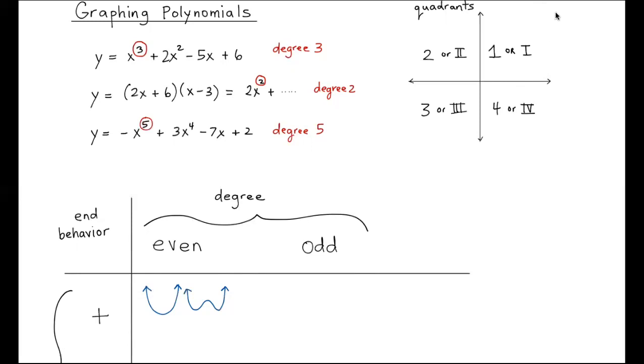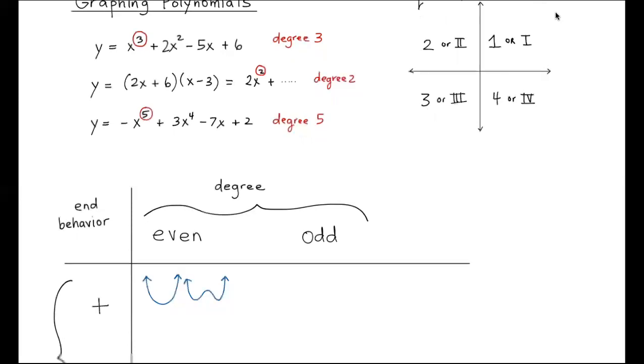So I can say here without a doubt, as long as I know that it's even, there might be some weird stuff that happens in the middle, but it's going to start in quadrant 2 and end in quadrant 1. So as long as it's an even degree, so things like degree 2 or 4 or 6, you know what even numbers are.